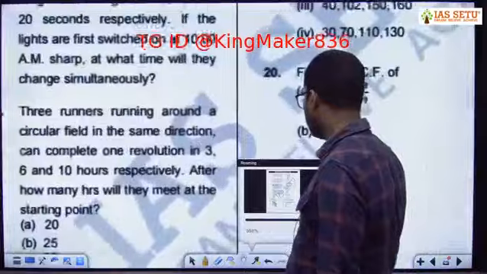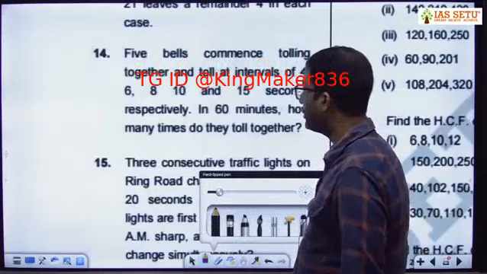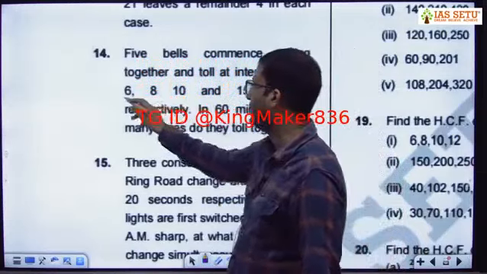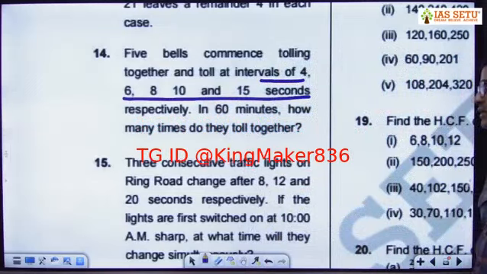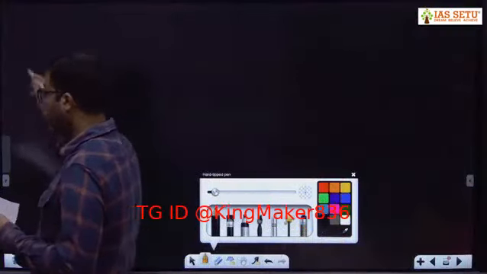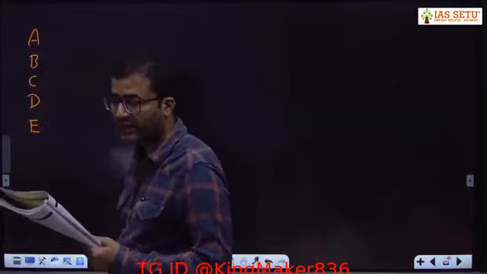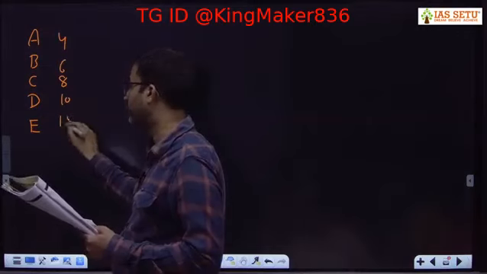Question is: 5 bells commence tolling together and toll at an interval of 4, 6, 8, 10 and 15 seconds respectively. In 60 minutes, how many times do they toll together? So there are 5 bells, A, B, C, D, E, which toll at an interval of 4, 6, 8, 10 and 15 seconds respectively.